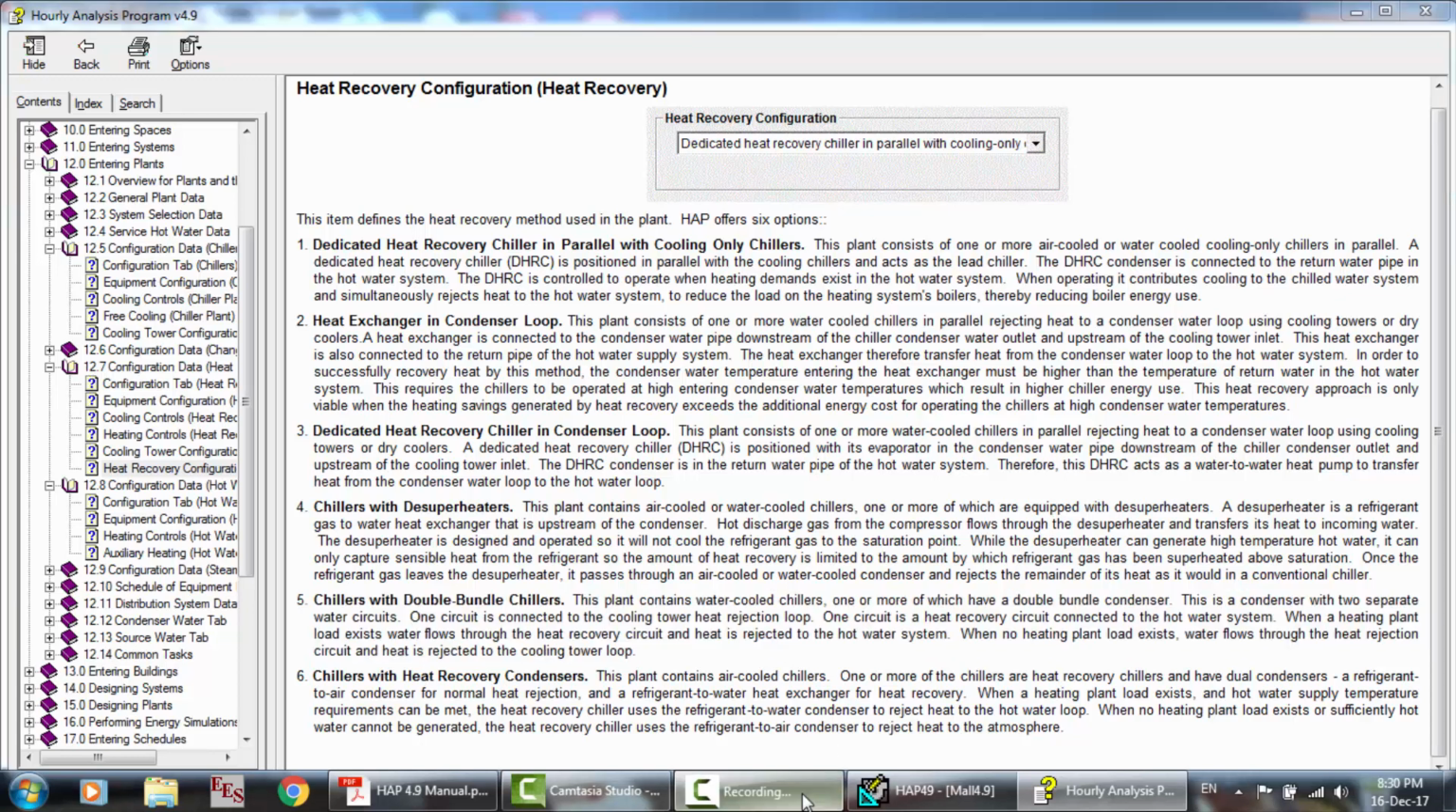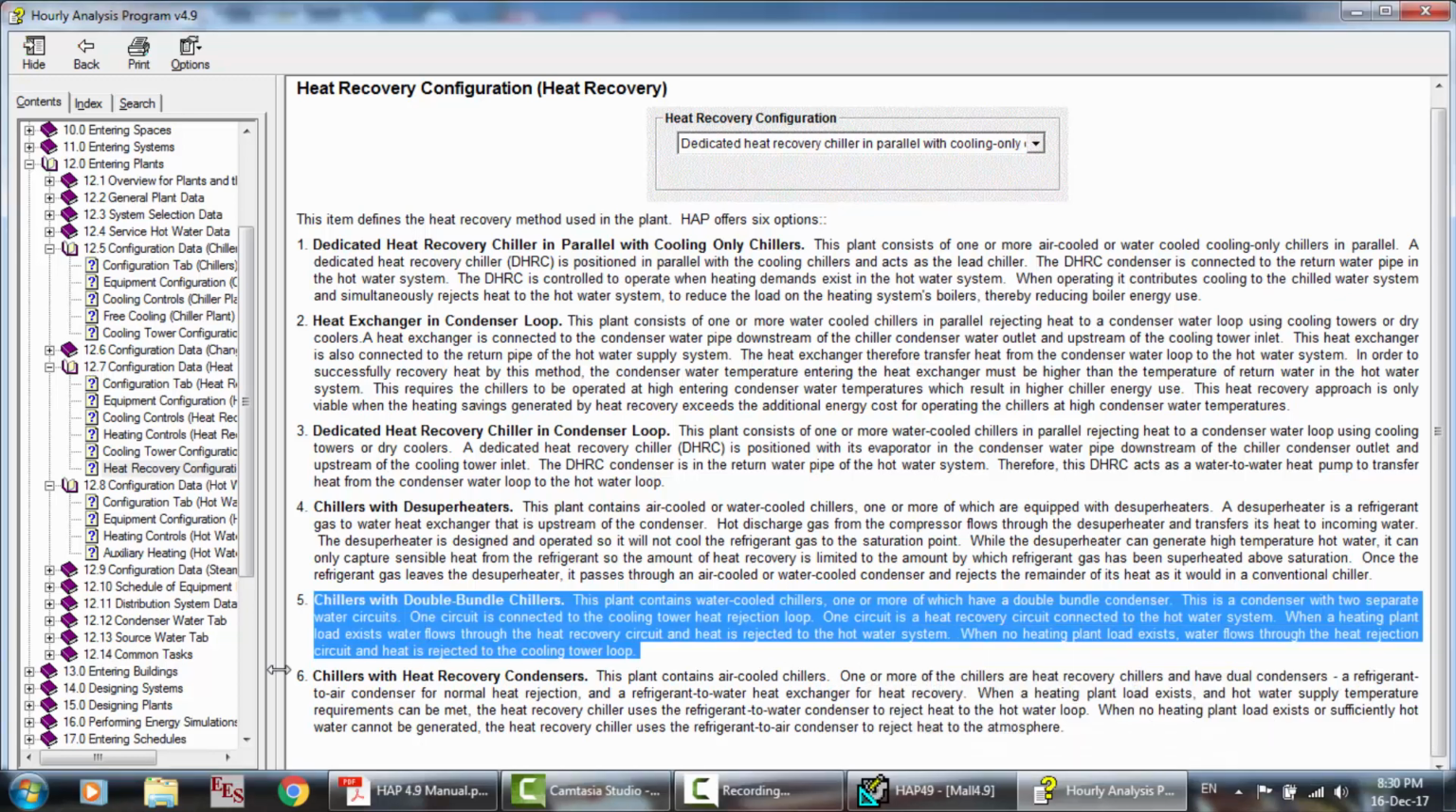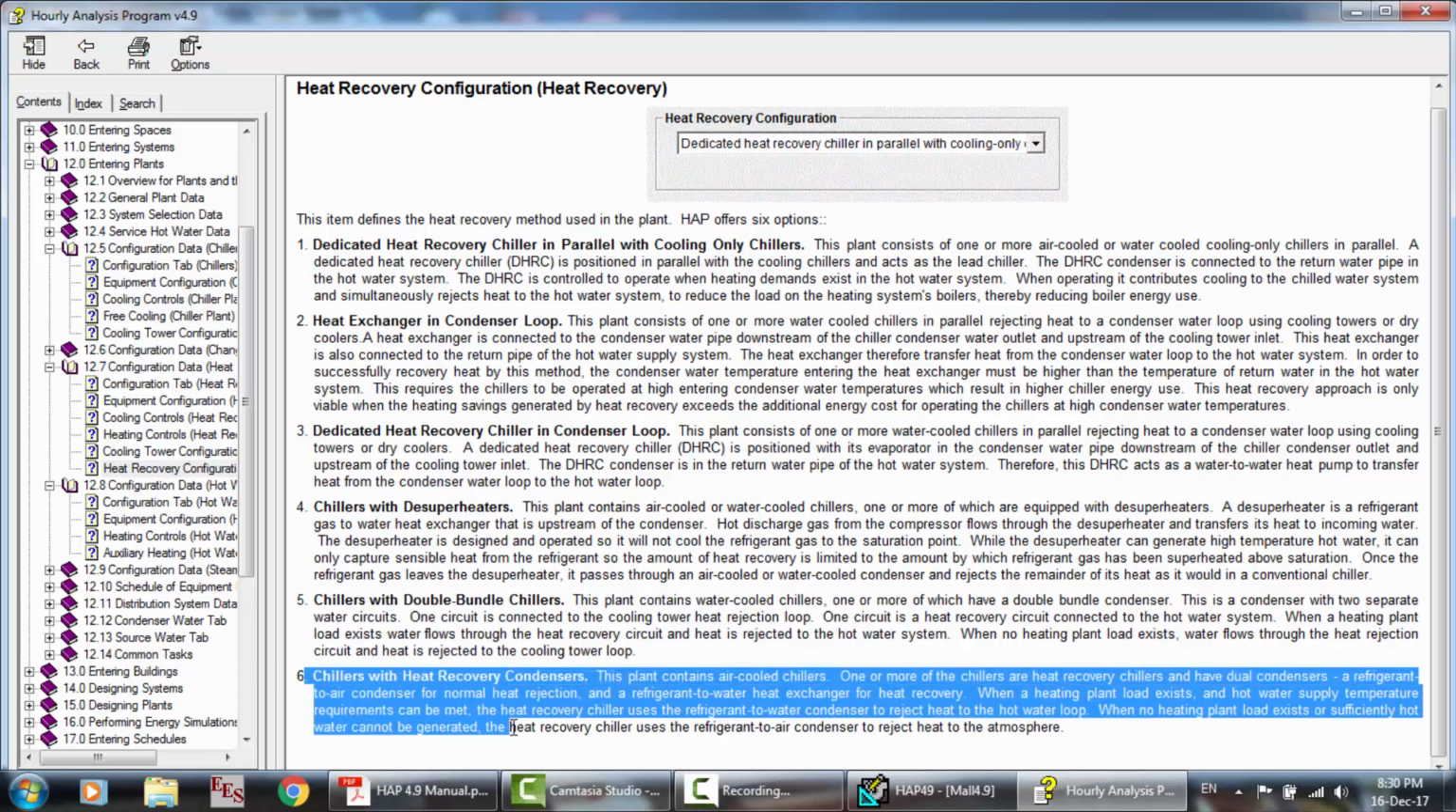Also, we have here the sixth type, the chillers with heat recovery condensers. This plant contains air-cooled chillers. One or more of the chillers are heat recovery chillers and have dual condensers: a refrigerant to air condenser for normal heat rejection, and a refrigerant to water heat exchanger for heat recovery.